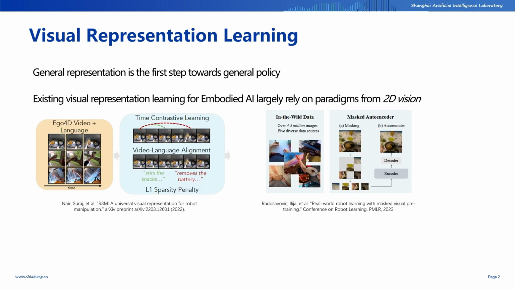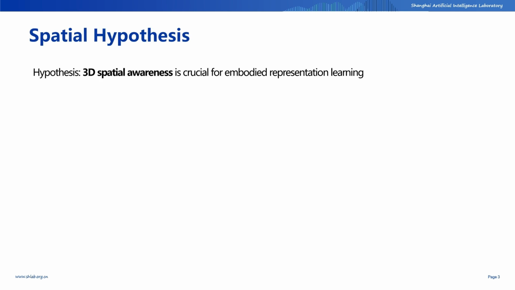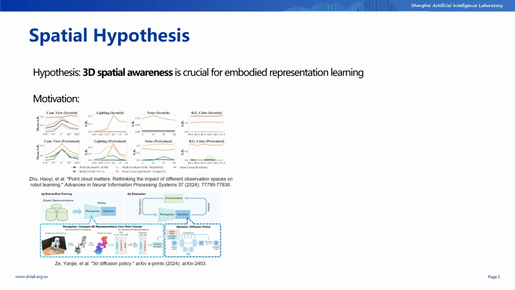Current visual representation learning methods for embodied AI primarily draw inspiration from 2D vision paradigms, relying heavily on contrastive learning or masked autoencoder approaches. However, these methods often struggle to effectively capture the spatial relationships and 3D structures inherent in the physical world. In this paper, we propose a key spatial hypothesis: 3D spatial awareness is crucial for embodied representation learning. This hypothesis is supported by several observations.